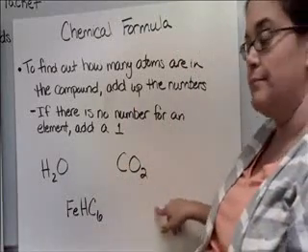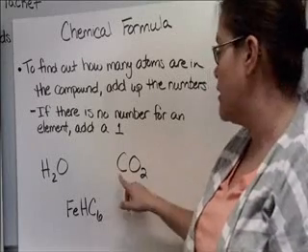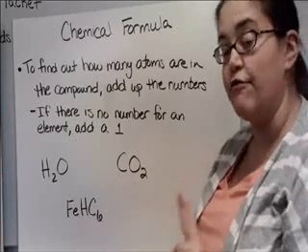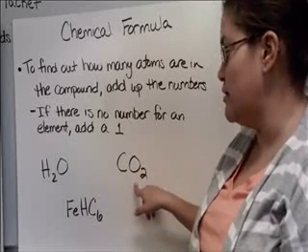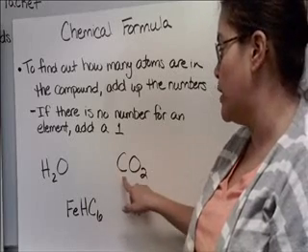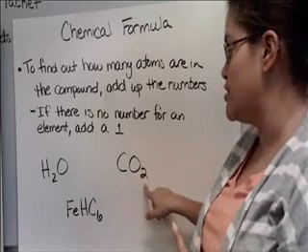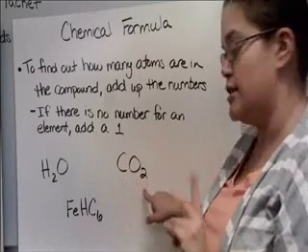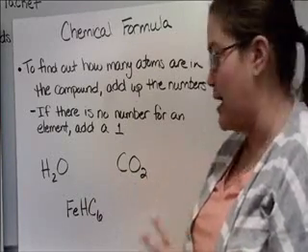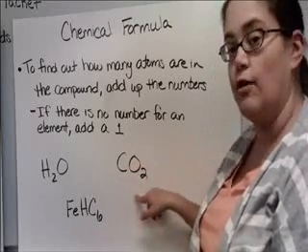Let's do carbon dioxide. How many elements are in carbon dioxide? 1, count capital letters, 2. So there are 2 different elements, carbon and oxygen, in carbon dioxide. How many atoms are there? Well, there's 1 carbon. Remember, there's no number here, so that's a 1. And then in oxygen, there are 2 of those. So 1 carbon and 2 oxygen. So again, there are 3 atoms in carbon dioxide, 1 carbon, 2 oxygen. 2 different types of elements with 3 total atoms.